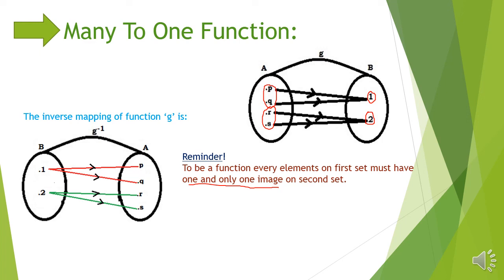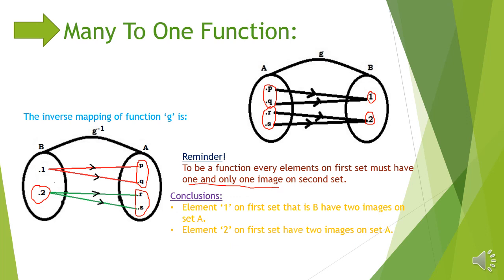One has 2 images, isn't it? In our inverse mapping, G inverse, the first element 1 has 2 images and the second element 2 also has 2 images. Now this contradicts our definition or criteria needed to be a function. So let's quickly move to the conclusion. Our conclusion is element 1 on the first set, that is B, has 2 images on set A, and also element 2 on the first set has 2 images on set A, so the inverse mapping is not a function.